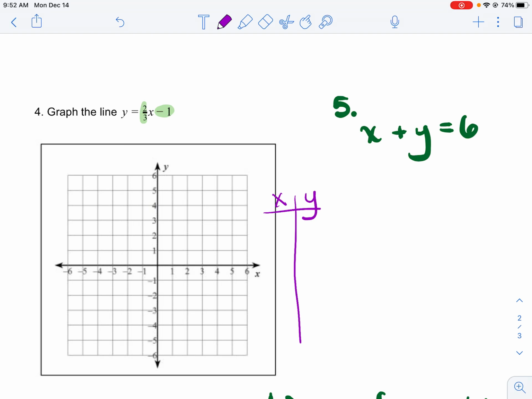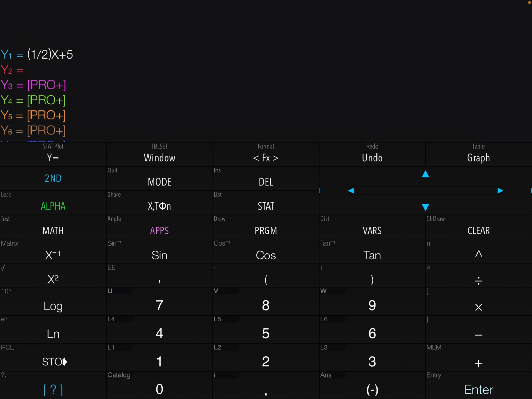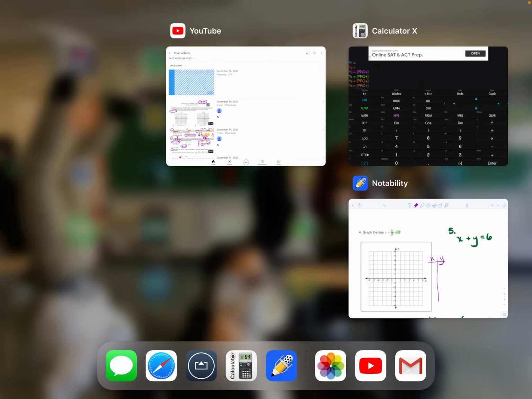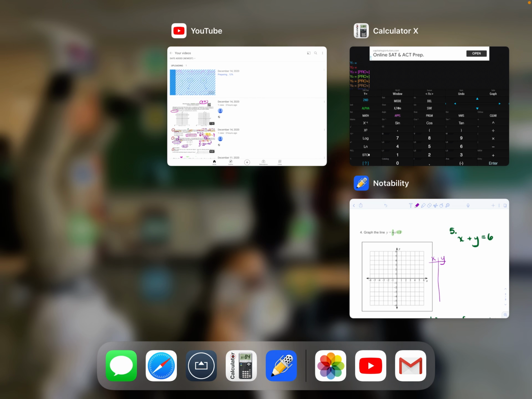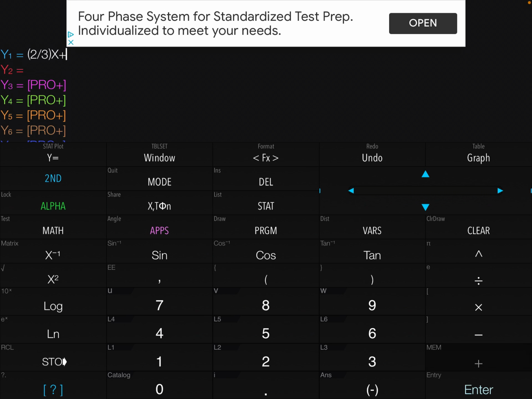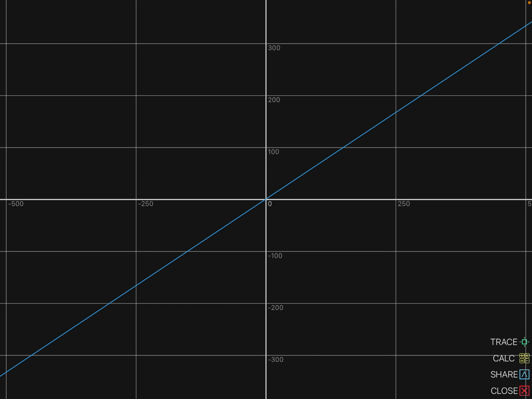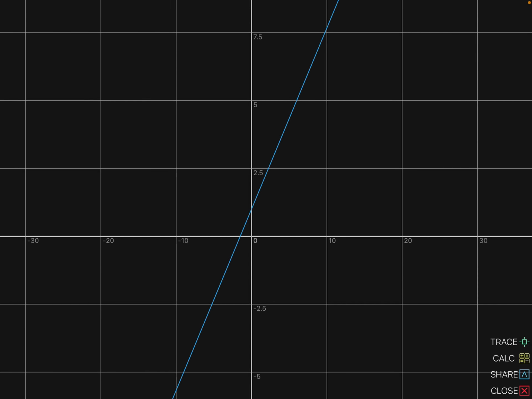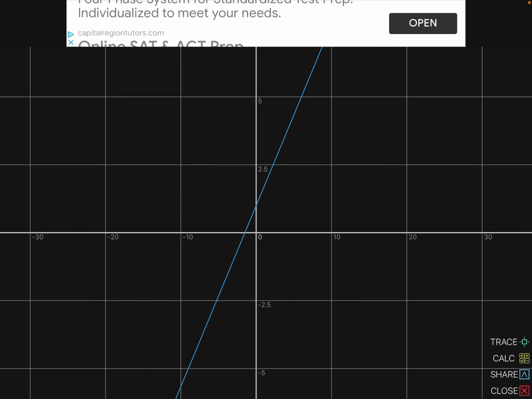Remember, when we do a table, we want to make sure we have 2 negatives and 2 positives. So let me go to my graphing calculator. You guys should have your graphing calculator up. I'm going to clear out what I have, and we're going to make our table. The equation is 2/3 x plus 1. An easy way to put 2/3 in is to do parentheses 2 divided by 3, then x plus 1. Now I'm just going to graph it to see what it looks like. This graph's a little crazy, but we can see it's starting at 1 and going up positive.